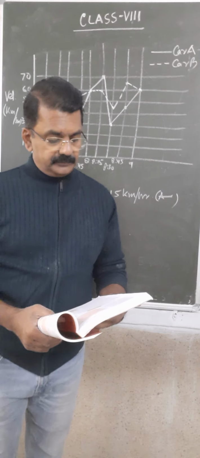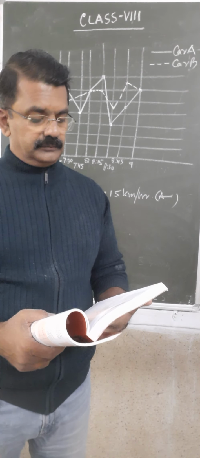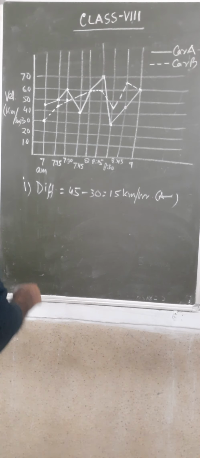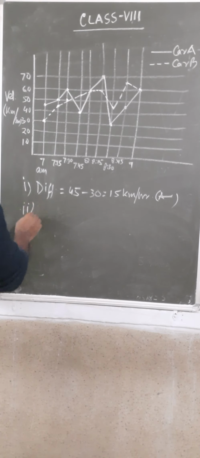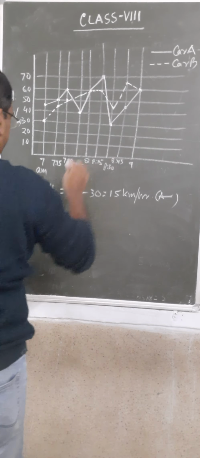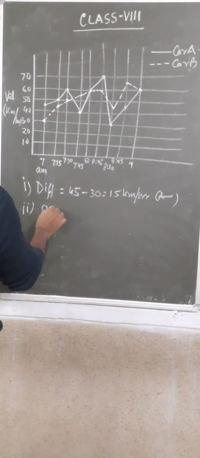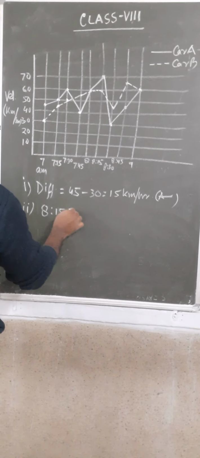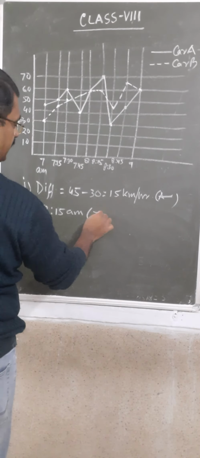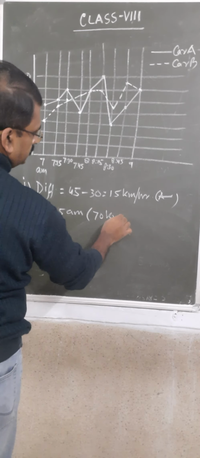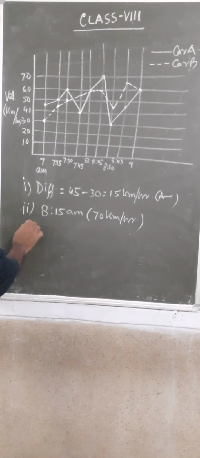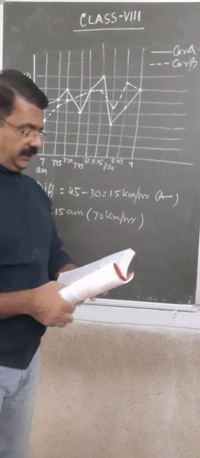Clear? Next. At what time is the velocity of car A maximum? It is at 8:15 am. The speed of car A is maximum, and that is 70 km per hour. Now, third part.